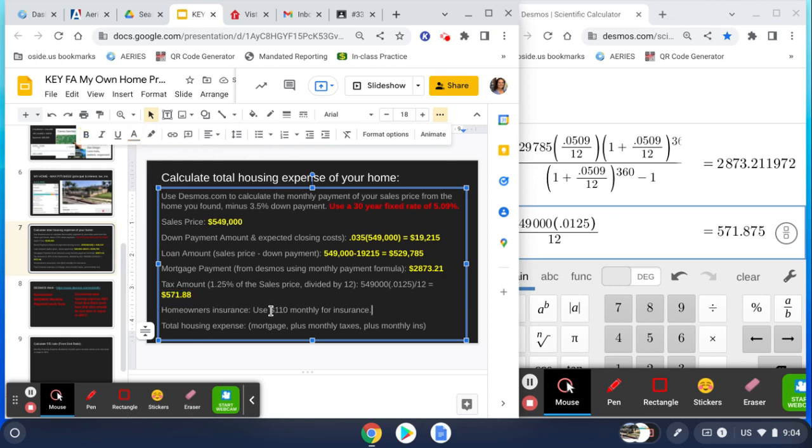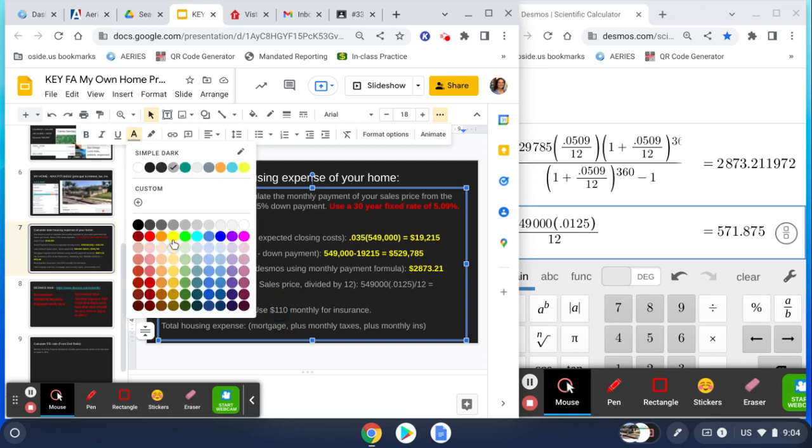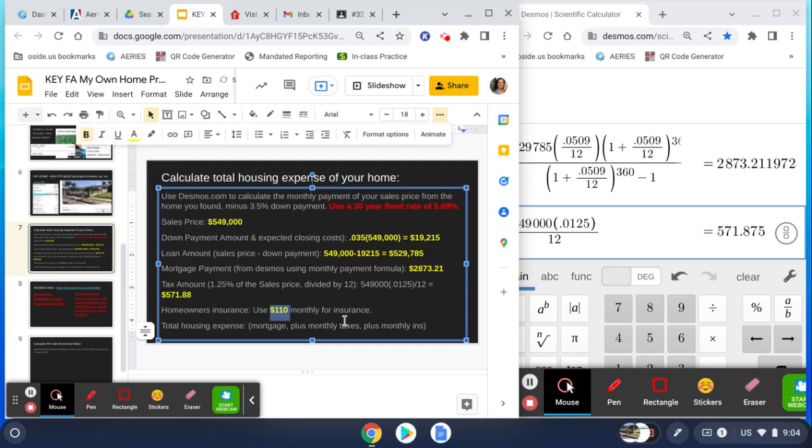Homeowners insurance, we're just going to use $110 monthly. That's something that you shop around for and you get a quote for. The cheapest I've ever seen is USAA. I don't have USAA, I have AAA, because USAA is for military families.